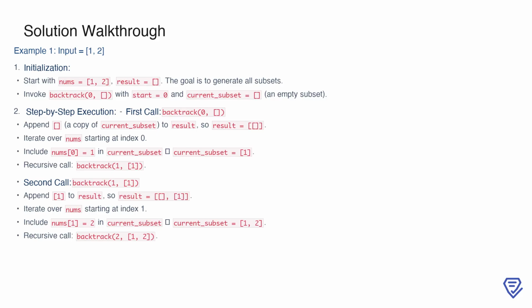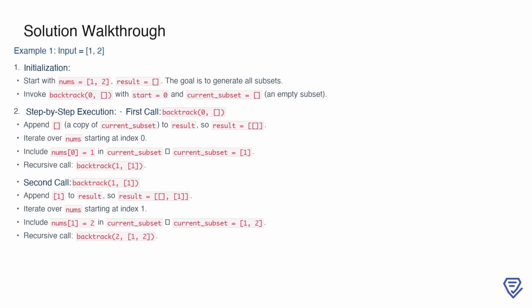Then, we iterate over the elements of nums starting from index 0. The first element, nums[0] equals 1, is added to current_subset, making it [1]. We then make a recursive call to backtrack with start equals 1 and the updated current_subset equals [1]. In the second call, we again append a copy of the current subset, [1], to result, resulting in result equals [[], [1]].